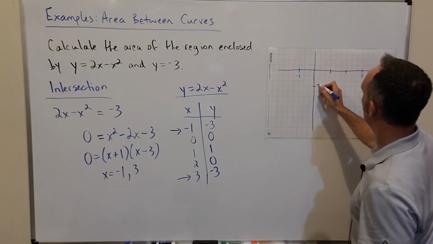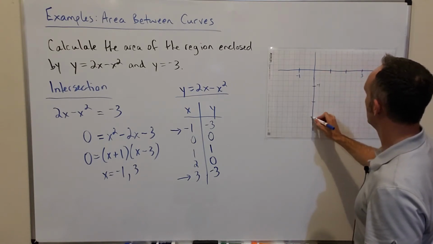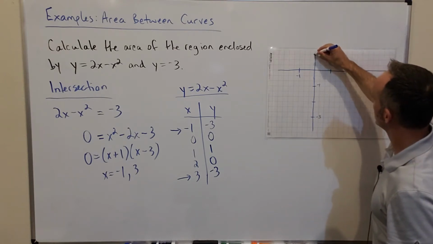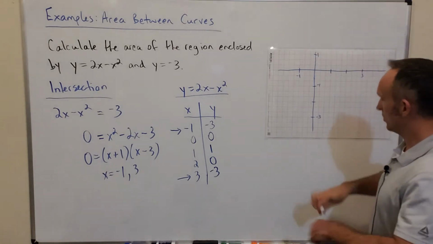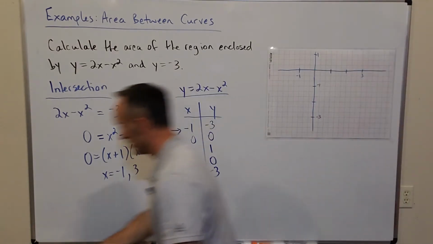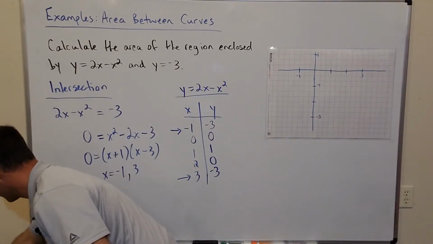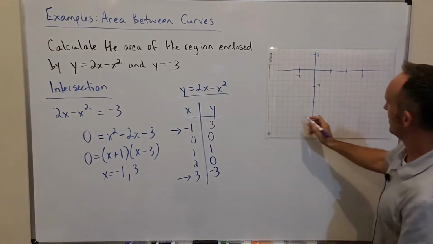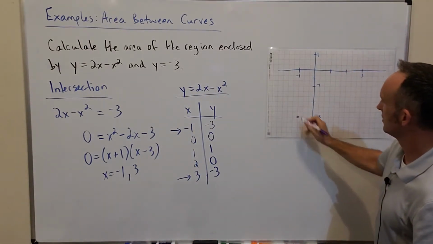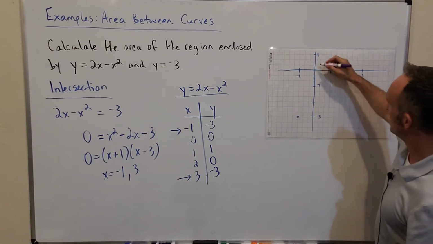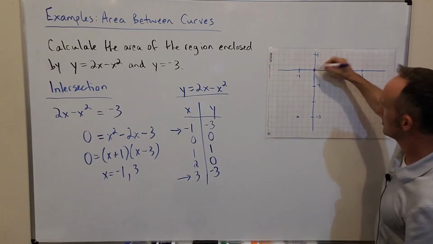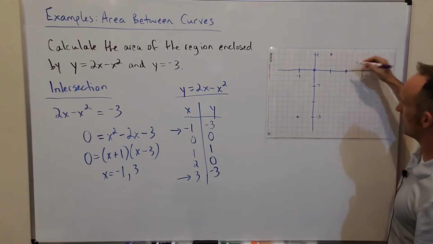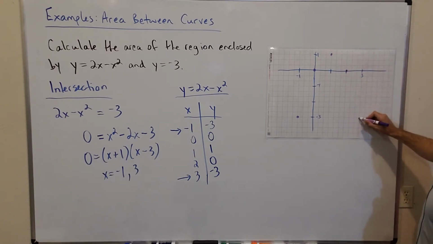So -1, -2, -3. And then +1 is right there. Okay? All right, so let's plot some points here to see the graph. So I've got (-1, -3). I've got (0, 0). I've got (1, 1), (2, 0), and (3, -3).